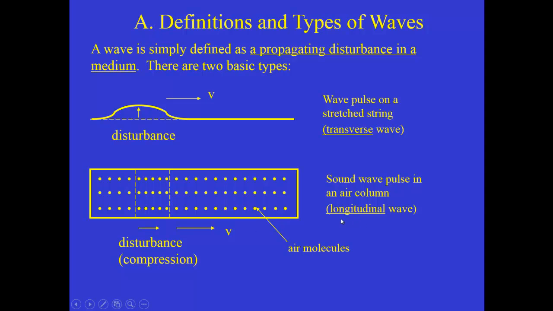And so we call this a longitudinal wave because the disturbance, or the direction of motion of the medium, is along the direction of motion of the wave. So those two different types of wave, transverse and longitudinal waves, are distinct from one another, and yet they still share common properties.